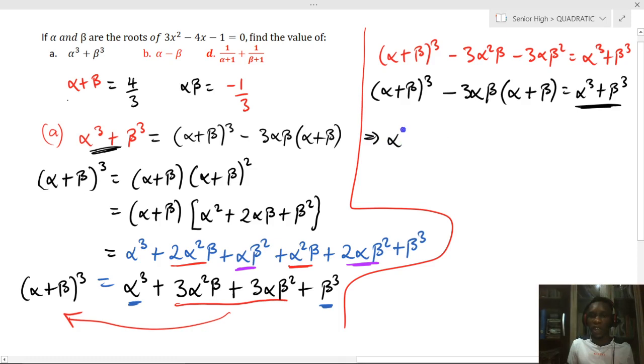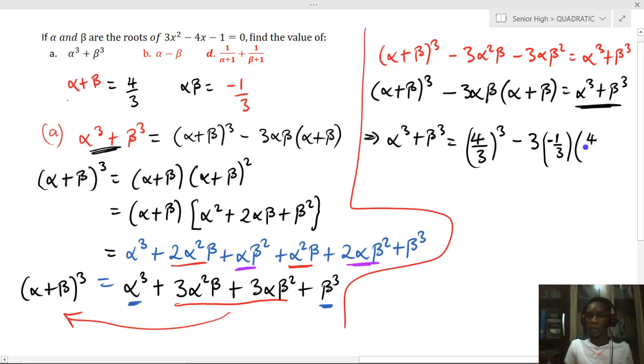So solving that, we have that alpha raised power 3 plus beta raised power 3 is equal to, now what is alpha plus beta? It is 4 over 3, right? So we have here 4 over 3 raised to the power of 3 minus 3 alpha beta. What was alpha beta? Alpha beta is minus 1 over 3, so that is minus 1 over 3, multiplying again alpha plus beta, which is what? 4 over 3.